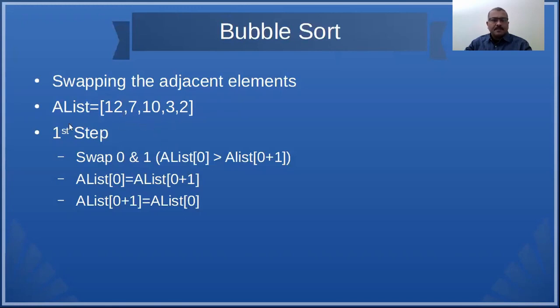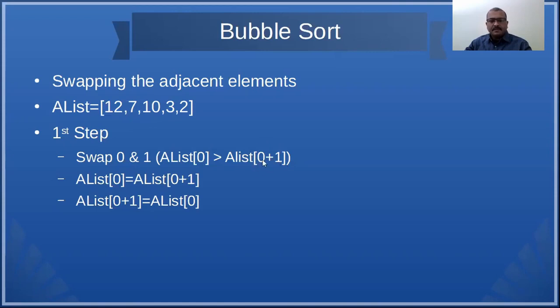Before that, if you look at the first step, it tells you how we are going to swap array 0 and array 1 based on the greater value. First we will check whether the 0 value is greater than the element 1 value. Then we are going to swap each other. Now this is the way I have written it. I will tell you the reason for that.